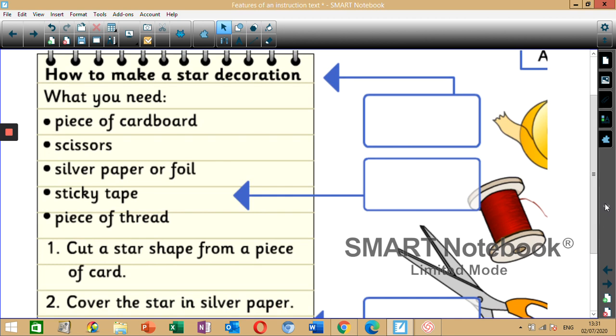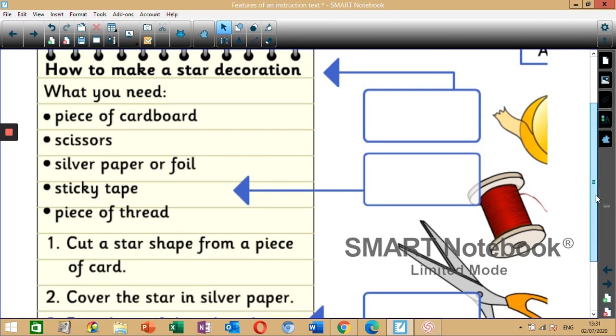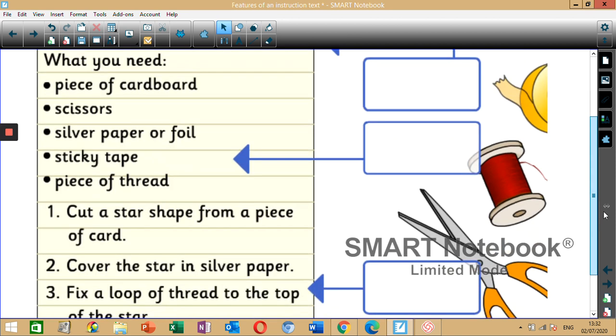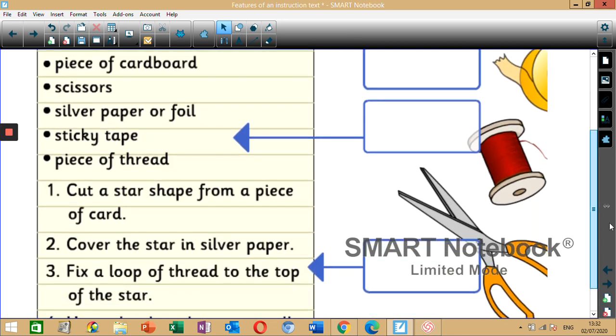So this is how to make a star decoration. What you need: piece of cardboard, scissors, silver paper or foil, sticky tape, and piece of thread. And then you have number 1, cut a star shape from a piece of card.